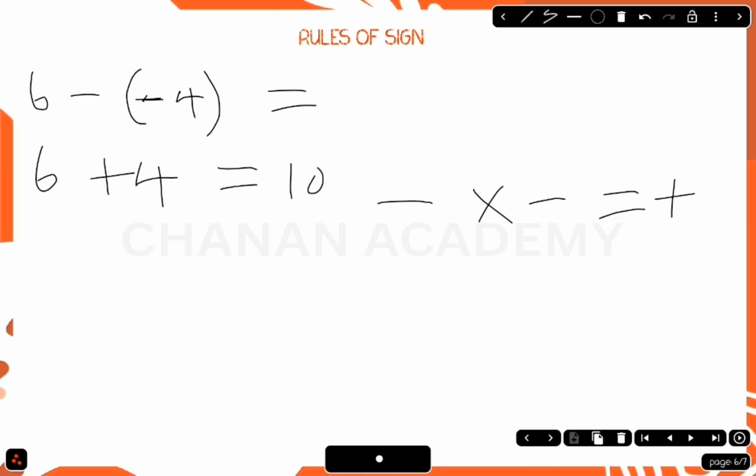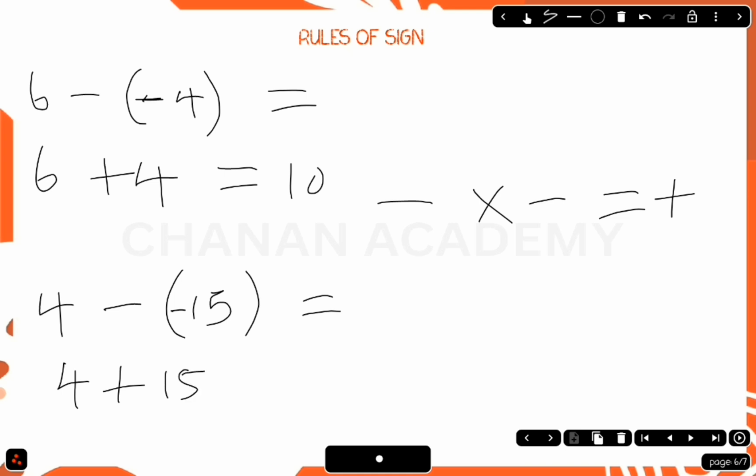All right, so if we have 4 minus 15, what will be the answer? Now our result is going to be positive, of course, so it becomes 4 plus 15 and the result will be 19.